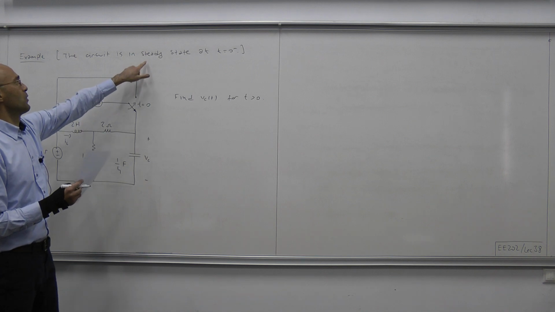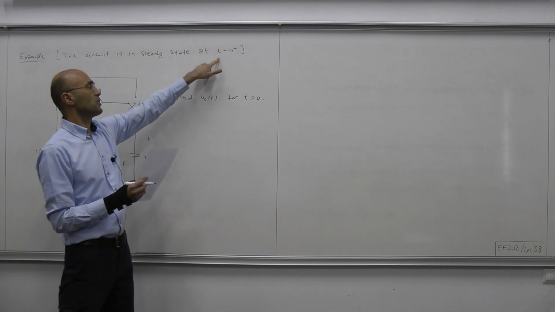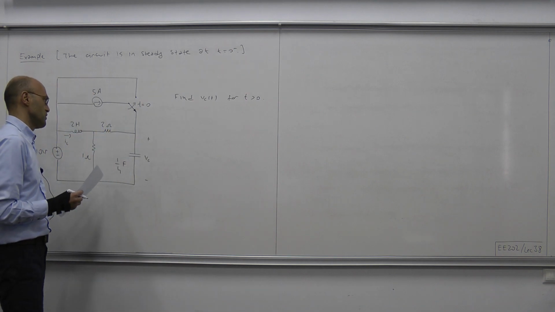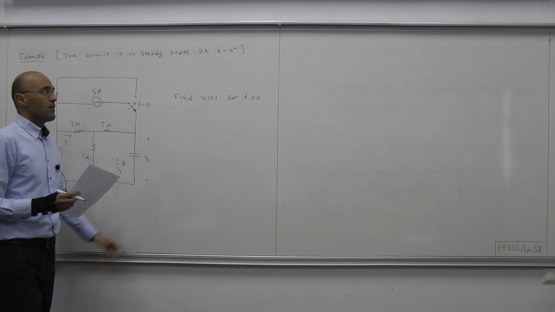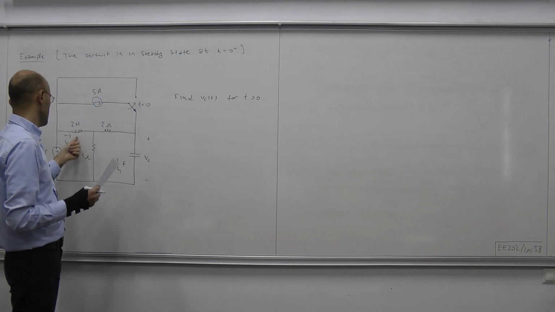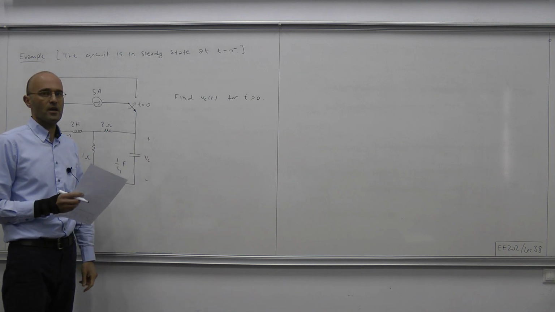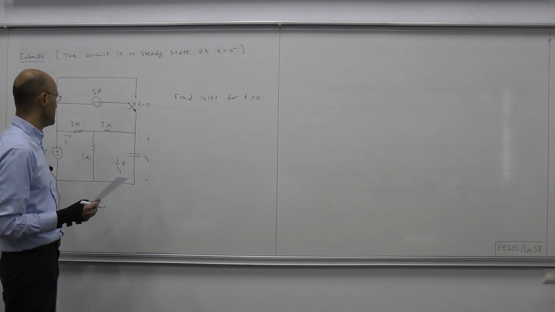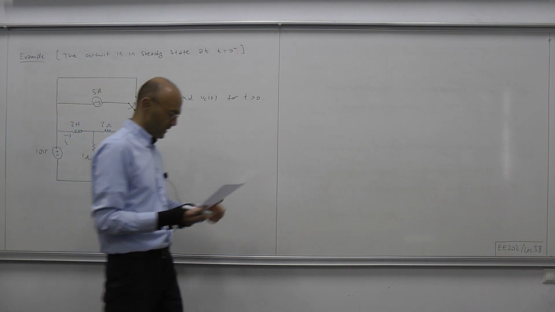And the keyword is that this circuit has reached steady state just before the switch changes position. The sources are DC, therefore the steady state that we're talking about is DC steady state, where the inductor behaves like a short circuit and the capacitor behaves like an open circuit. So to figure out the initial conditions, let's consider that DC steady state circuit.